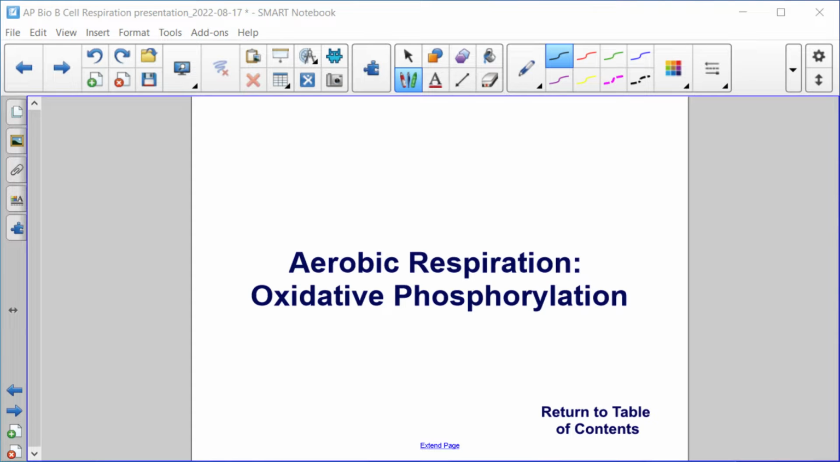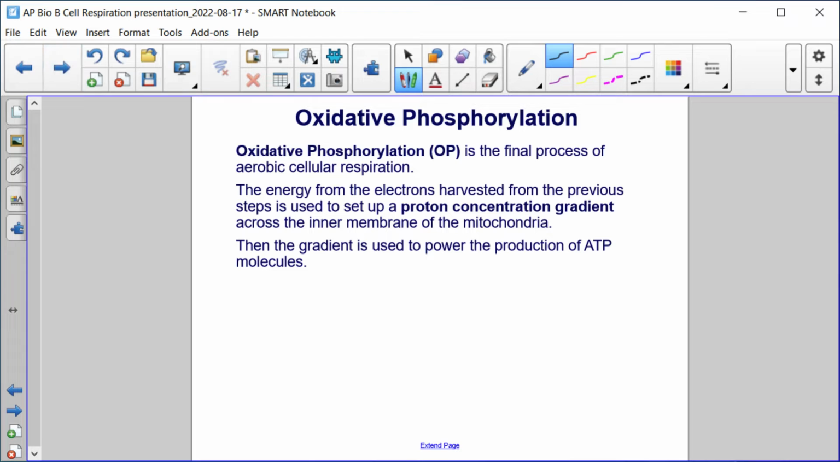Aerobic respiration, oxidative phosphorylation. Oxidative phosphorylation, or OP, is the final process of aerobic cellular respiration. The energy from the electrons harvested from the previous steps is used to set up a proton concentration gradient across the inner membrane of the mitochondria. Then the gradient is used to power the production of ATP molecules.